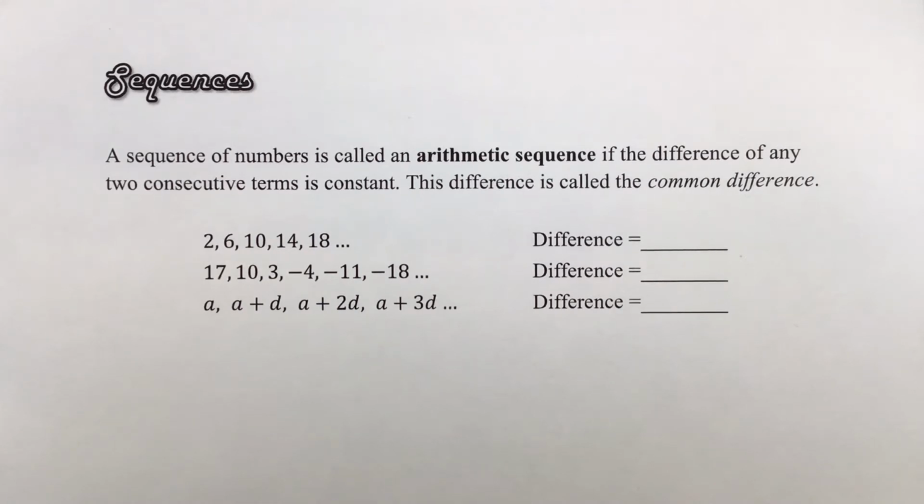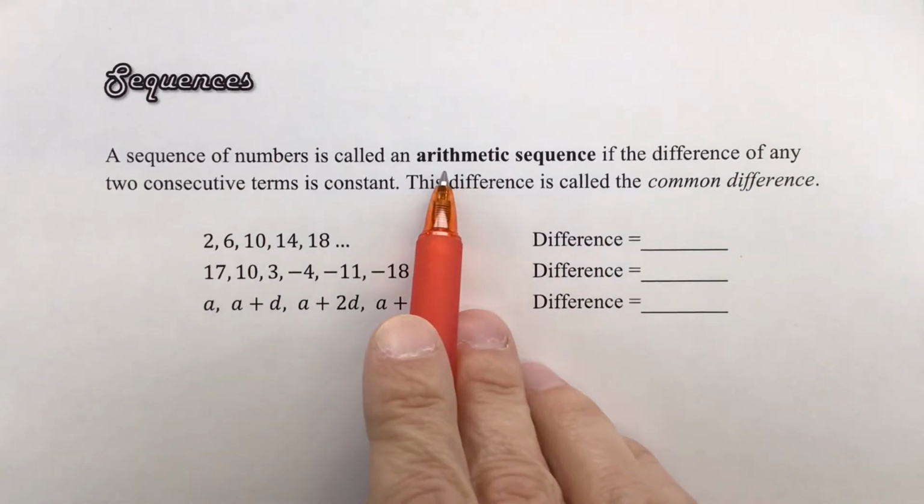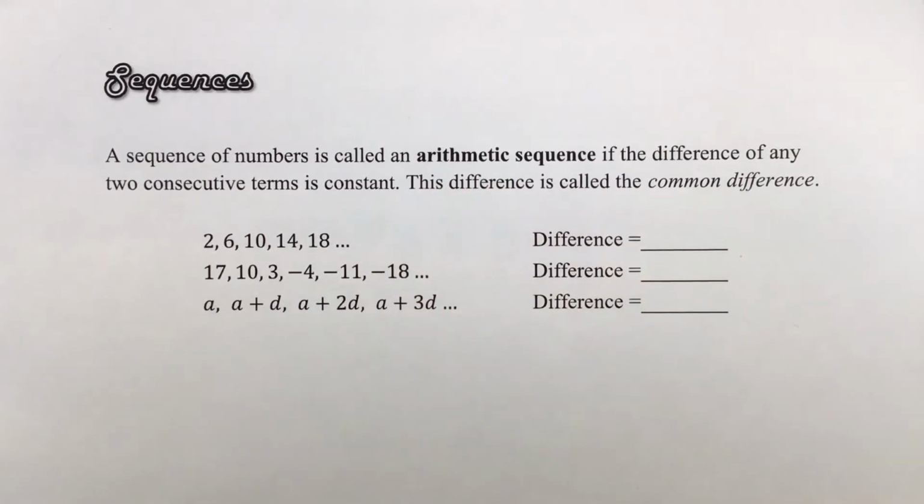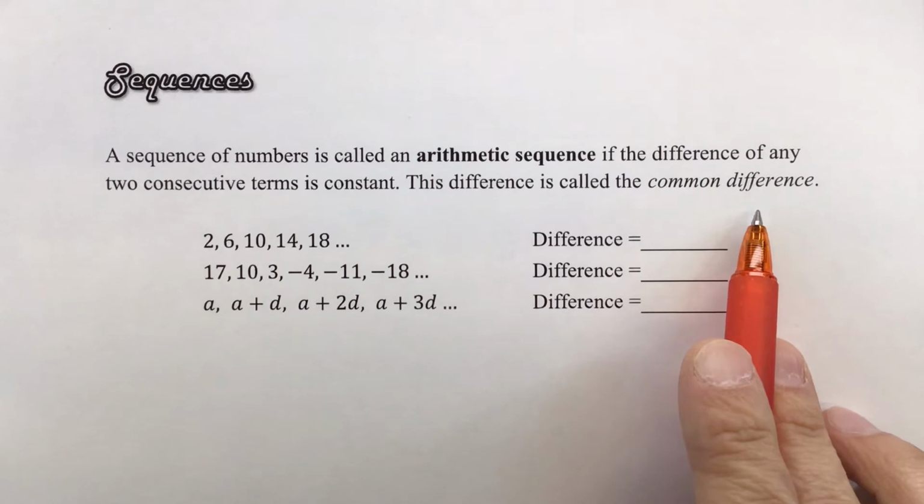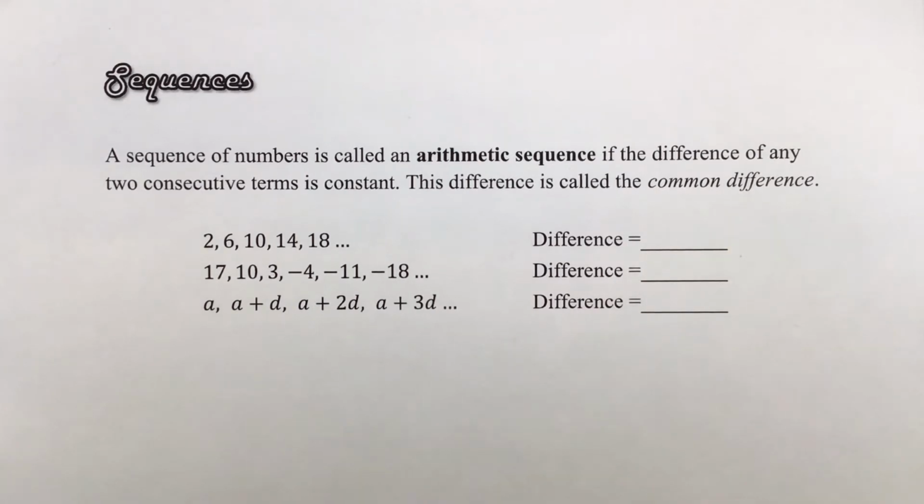A sequence is called an arithmetic sequence if the difference of any two consecutive terms is constant. This difference is called the common difference. All right, so here's three examples of sequences that we would consider arithmetic sequences. They do have a common difference, so be thinking of difference as subtraction. As you move from one term to the next, you could figure out the amount that you're either adding or subtracting to get to the next term.